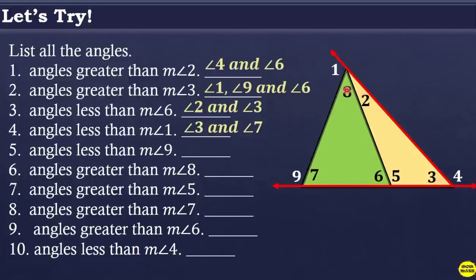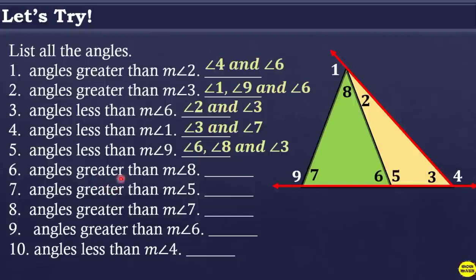Hindi po pwede ito kasi magkaibang angle yan. So, only angle 3. So, we have angle 6, angle 8 sa green triangle. And for the bigger triangle, we have angle 3. So, we have 3 answers. Angle 6, angle 8, and angle 3.